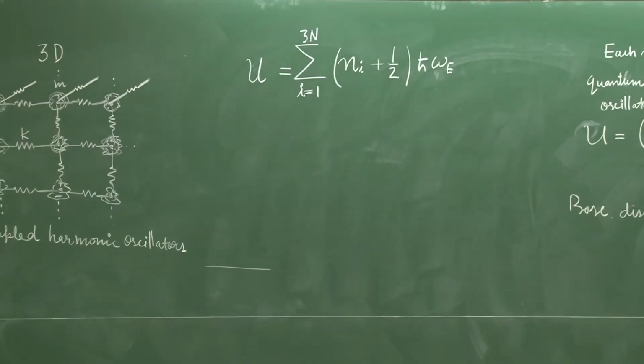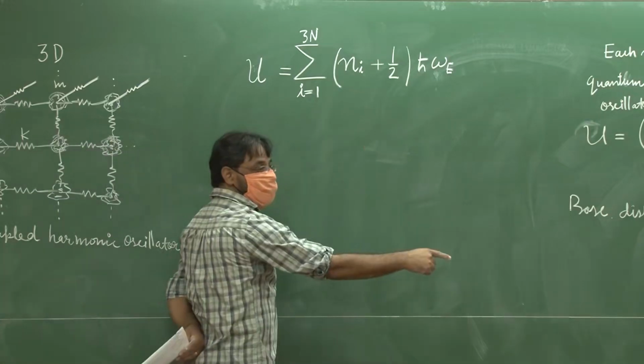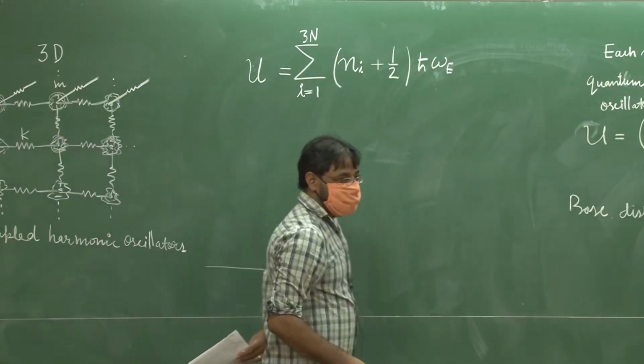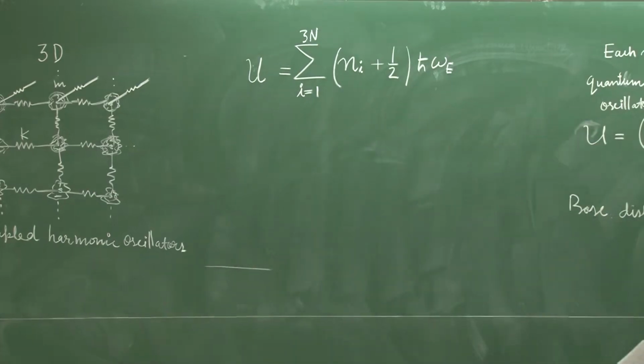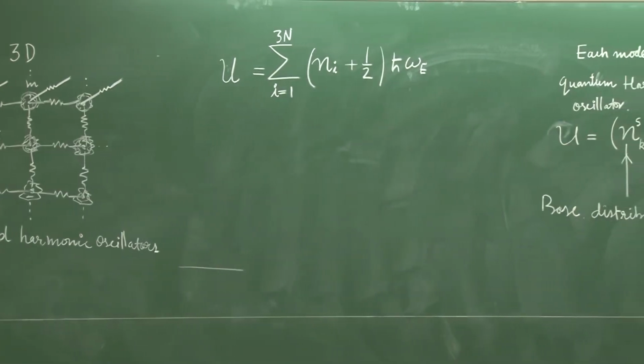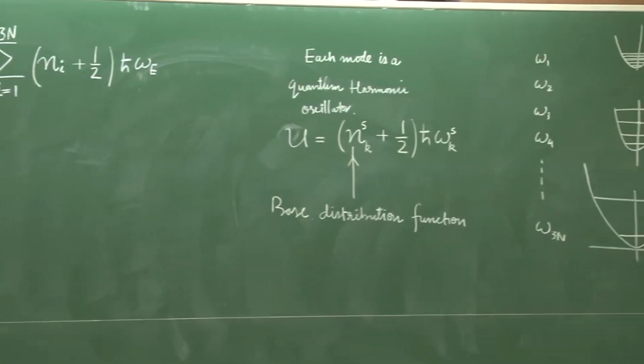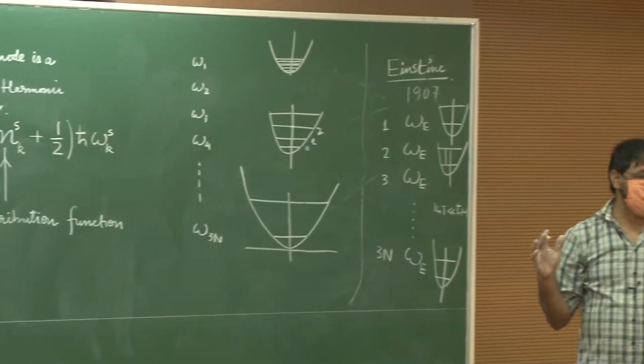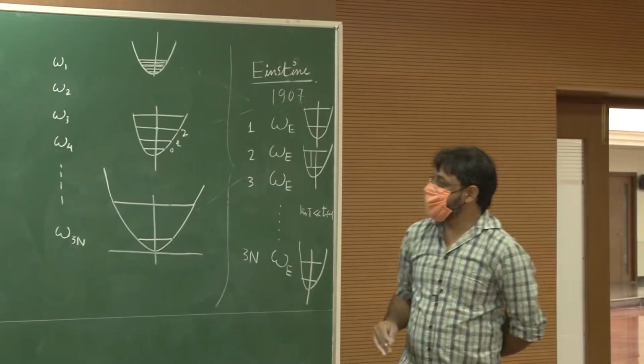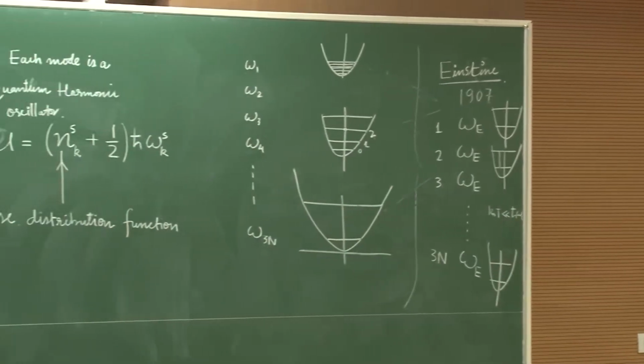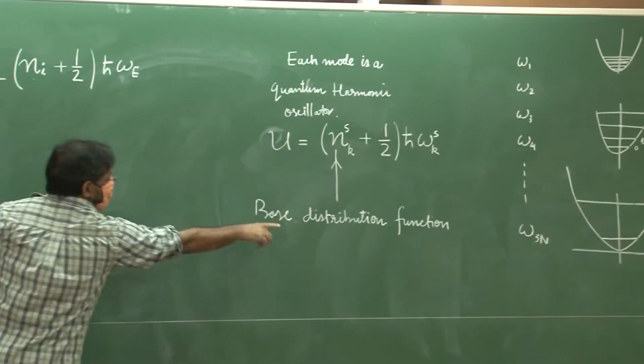Now we have to do some maths to get the result. Now let me see if I have my notes. I do have. So you know what Ni is? Ni is the same distribution function. That was the ingenuity of Einstein. He realized that this is a quantum problem. Right? He treated the solid as a quantum problem. That's why he said this Ni should be given by the same distribution.